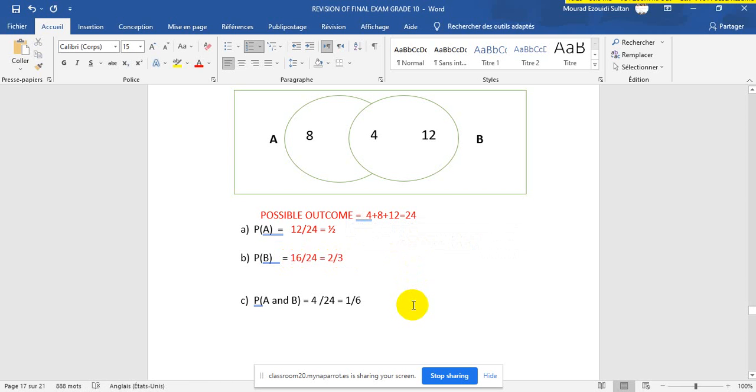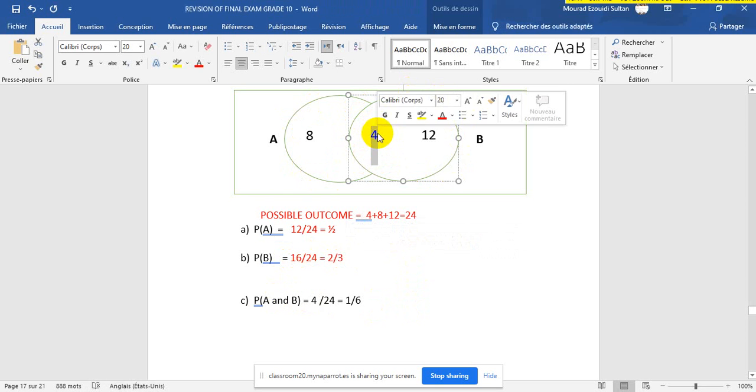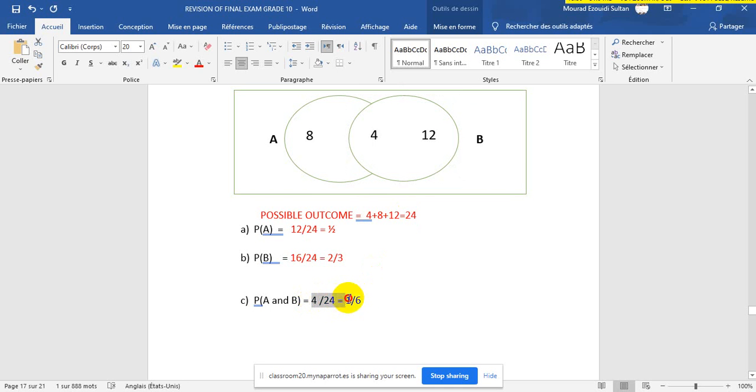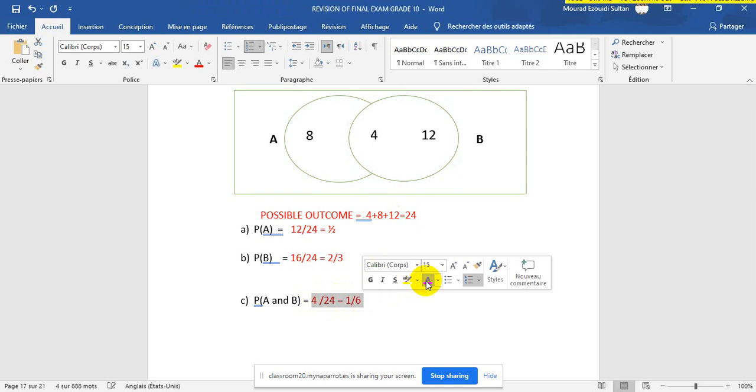Then the probability of getting A and B means the intersection between A and B. So it is the number 4. You see, this is the intersection. It is 4. You will make 4 divided by what? By the number of outcomes. So 4 divided by 24 will be 1/6. Clear? 1/6.